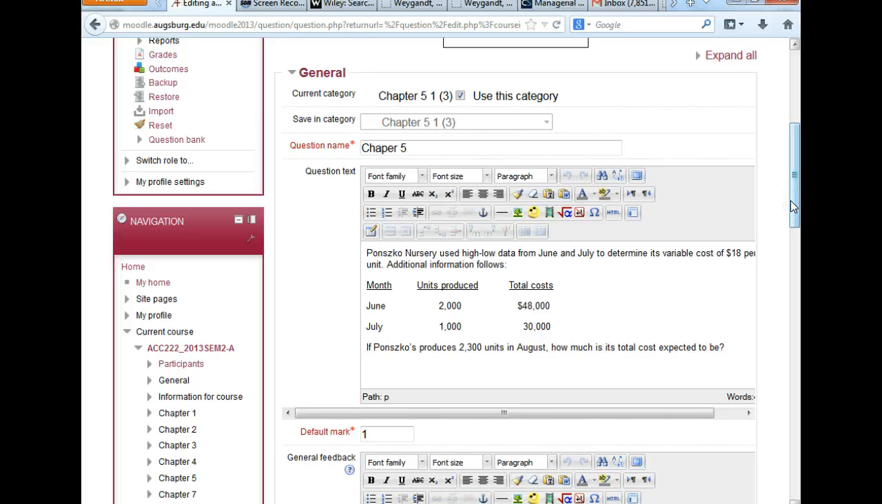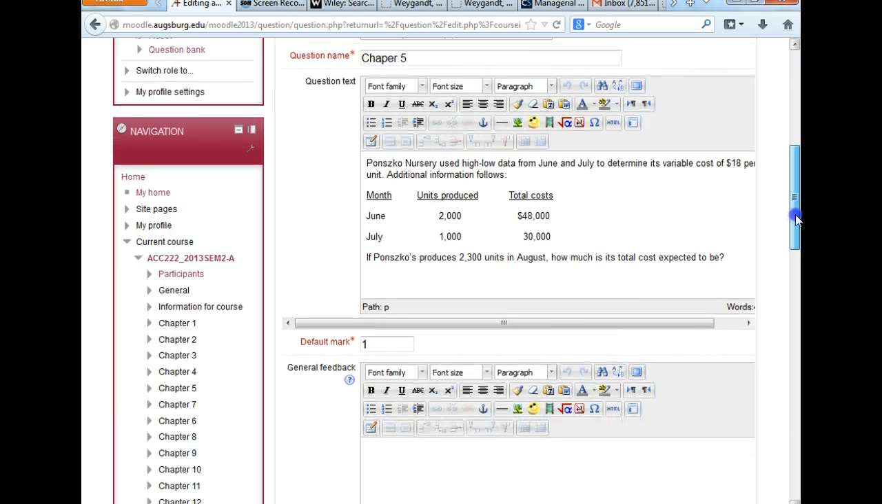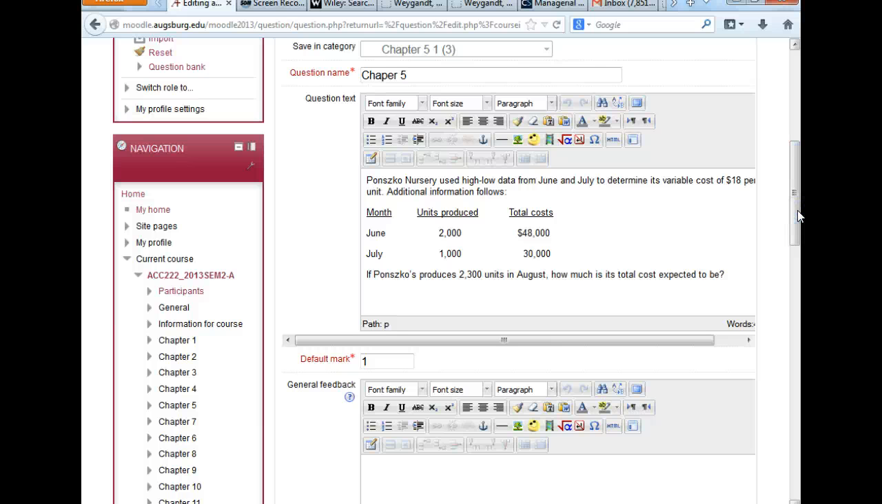Ponsco Nursery used high-low data from June and July to determine its variable cost of $18 per unit. Additional information follows. So basically, we're seeing the month of June, the units produced, the total cost. In July, the units produced, the total cost. If Ponsco produces 2,300 units in August, how much is its total cost expected to be? So what we would do here, guys, if we're using this high-low method, how would we go about determining the fixed cost?